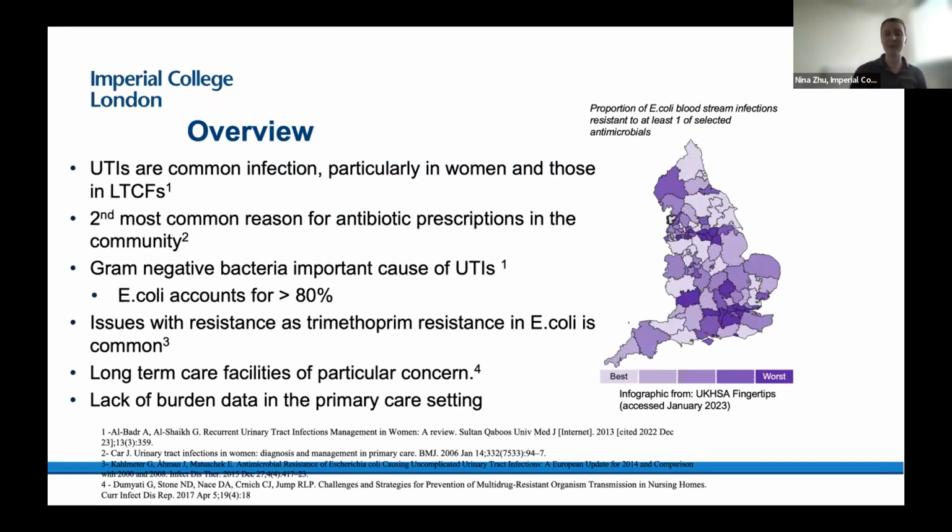We also have issues in England in terms of trimethoprim resistance. As you can see, I think about 50% is resistant to trimethoprim. In particular, long-term care facilities are a particular burden: it's a setting with high levels of prescribing and high levels of resistance. As we were talking about before, we've done this systematic review, and we know that there's a lack of data on the burden in the primary care setting.